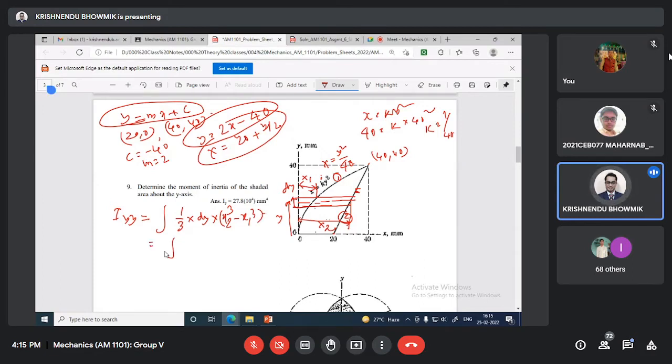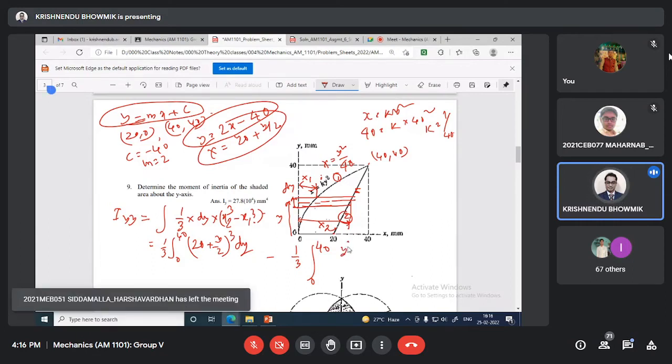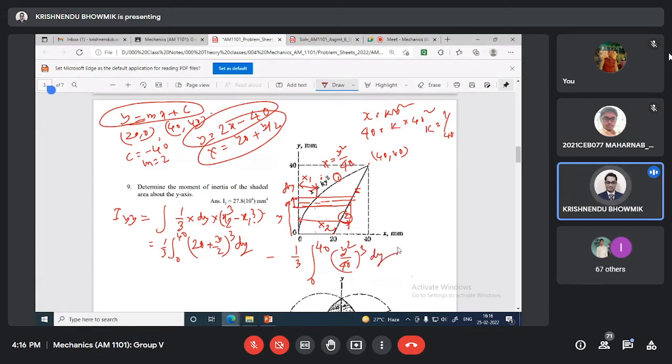So integration of 1/3 times x2 cube, where x2 means 20 plus y by 2, cubed, dy, with y varying from 0 to 40, minus 1/3 integral from 0 to 40 of x1 cube, where x1 means y square by 40, cubed, dy. Next you have to do this integration properly and you will get this value.